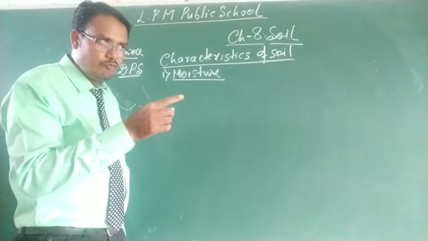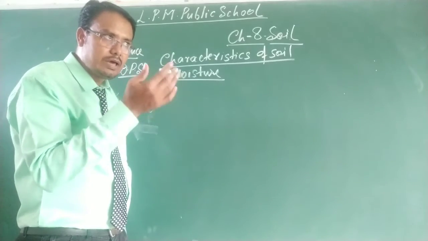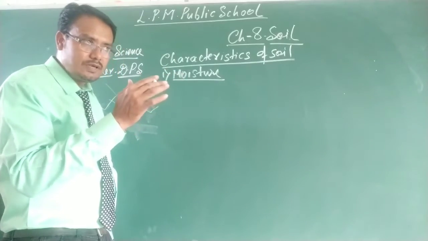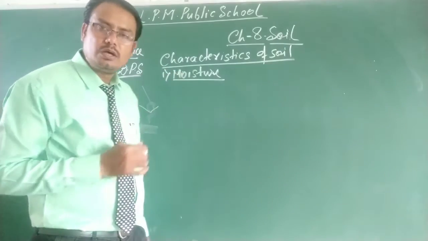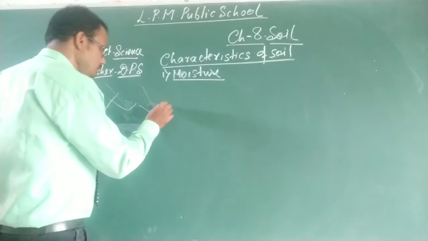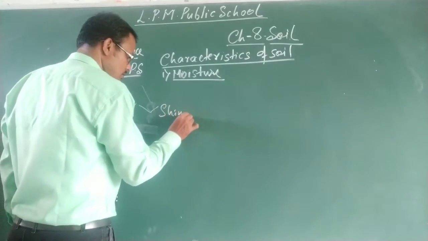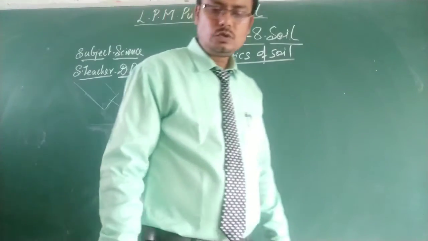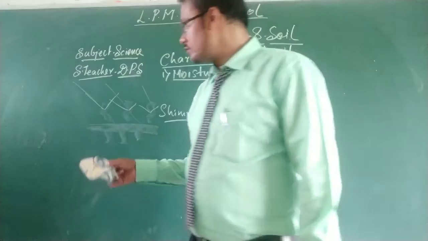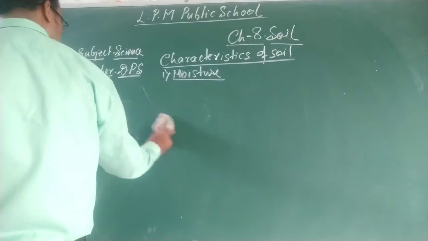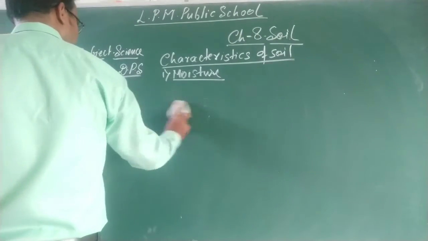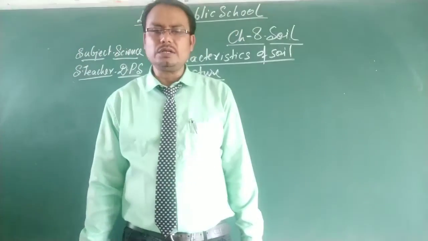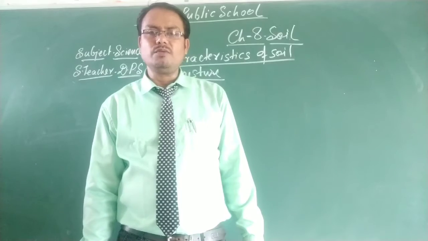Those are the vapor coming out from the soil, and due to the reflection of sunlight, they give a shiny appearance. That is called the shimmer. So the first topic is moisture. The characteristic of soil is moisture. It contains moisture in it, which means it contains water in it.